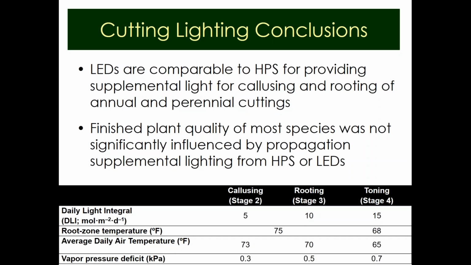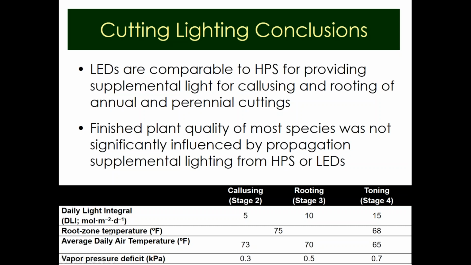So some of the conclusions that we can take from using supplemental light during rooting of cuttings are that LEDs are comparable to high pressure sodium lamps for providing supplemental light for the callus stage, as well as for rooting of both annuals and perennials. We've done numerous studies and really have found no additional benefits. We've also found that the finished plant quality of most species was not significantly influenced by the supplemental lighting that the young plants received, either from HPS or LEDs.